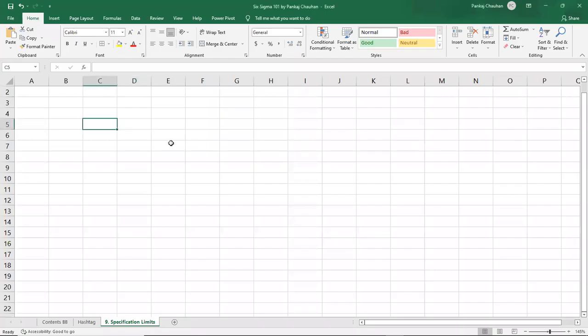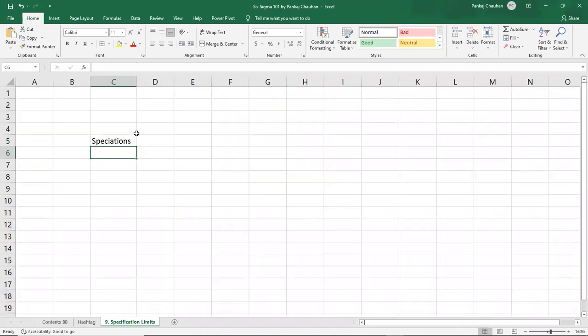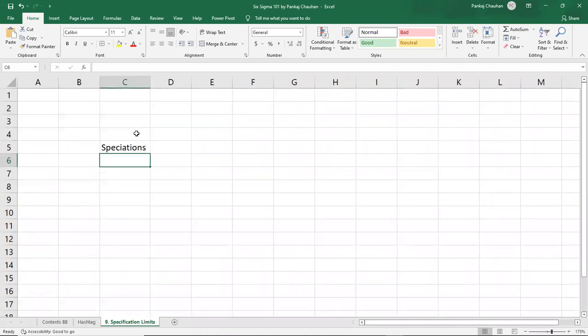Hello people. In today's session, we are going to discuss the specifications of any process, because based on the specification only, you will be calculating the sigma level of your process, which we'll be discussing in the next session. So what are the specifications?